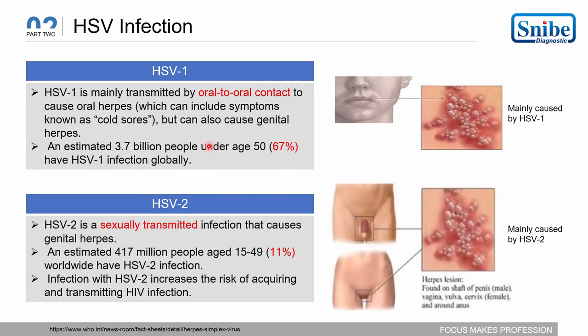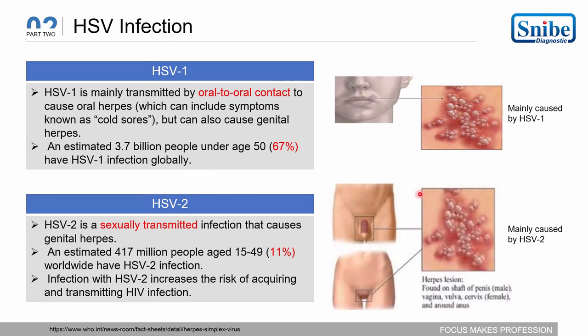So we have to discuss HSV1 and 2. HSV1 is mainly transmitted by oral-to-oral contact to cause oral herpes, which includes a symptom known as cold sore. These are the typical symptoms of HSV1, but it can also cause genital herpes as well. It is estimated that 3.7 billion people under age 50, that's 67%, have HSV1 infection globally.